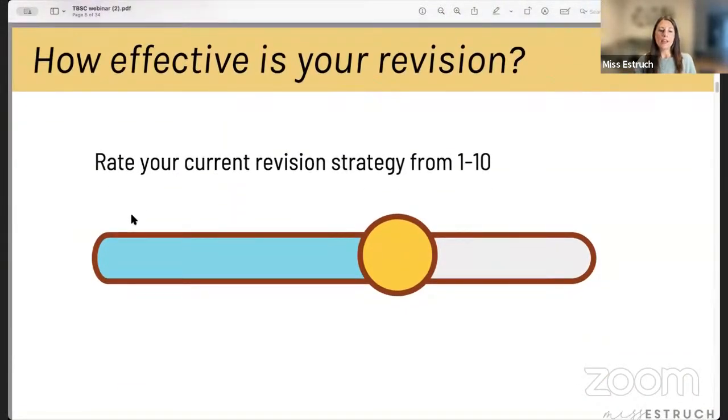Okay, now we get on to auditing how effective your revision is. So into the chat box, could you all tell me a number between 1 and 10 to rate what you think your current revision strategy is like in terms of how effective it is, where 1 is awful and 10 is perfect? Somewhere between 1 and 10, where would you rate your current revision strategy in terms of how effective it is in you making progress and getting good grades, or what you would consider to be a good progress grade for you?